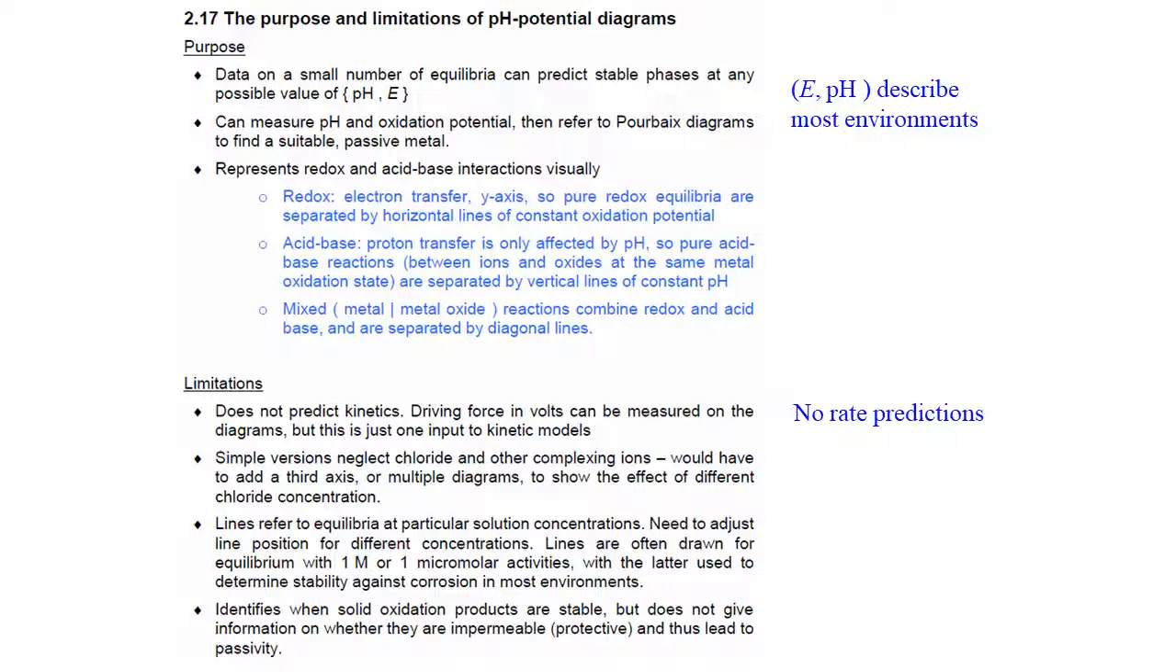For example, if we know that the mixed surface potential is 0.3 volts more positive than the equilibrium line for the metal dissolution into whatever ion concentration there is, then that's a driving force of 0.3 volts for the active corrosion. But driving force is just one factor which goes into kinetic equations to predict how fast corrosion happens.